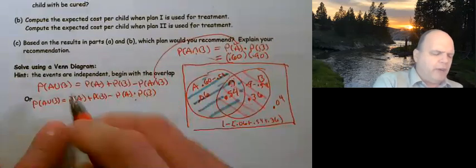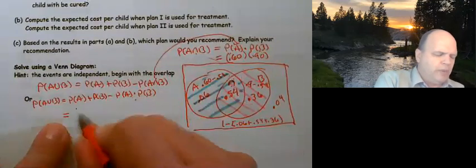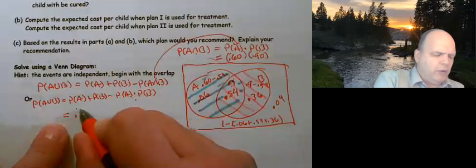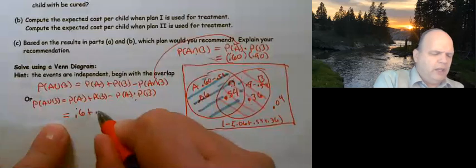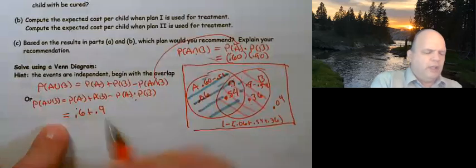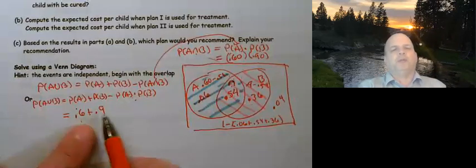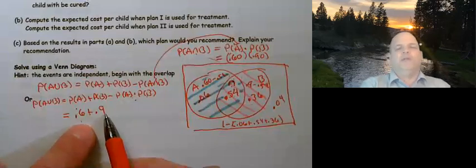Well, the probability of A success happens to be 0.60. The probability of B success is 0.90. Now, if I look at that, that's 0.6 plus 0.9, that's 1.5.